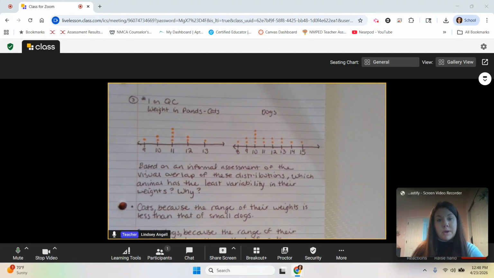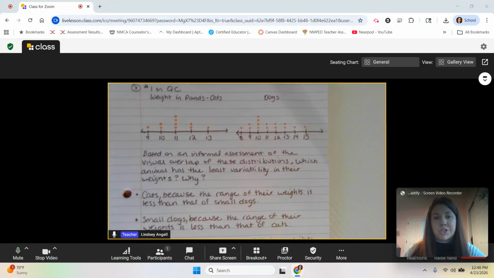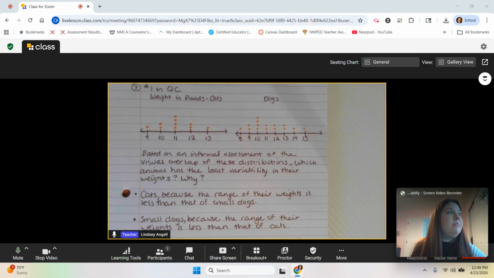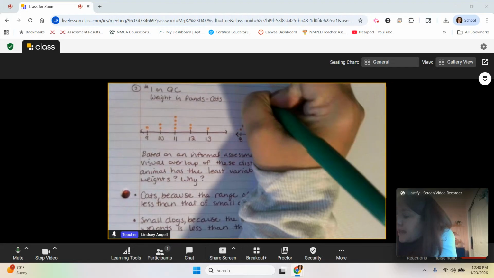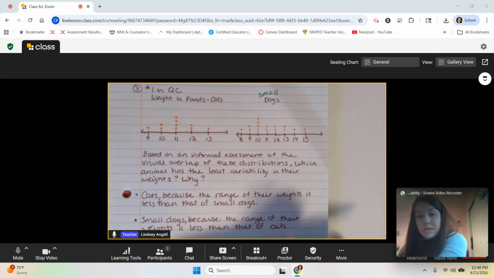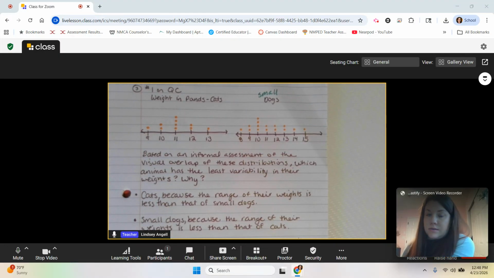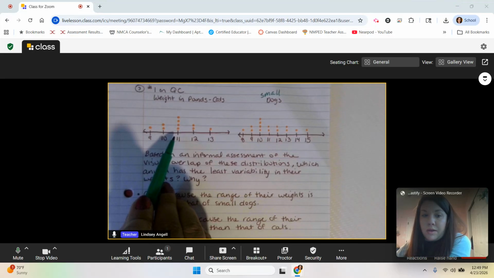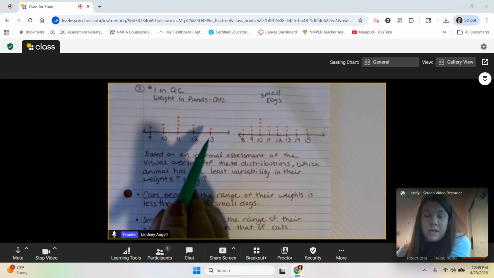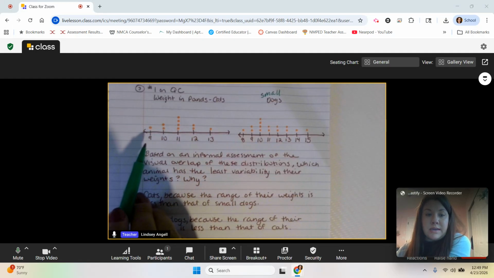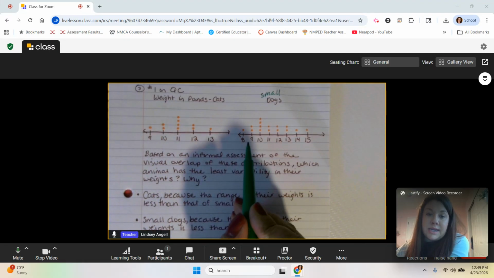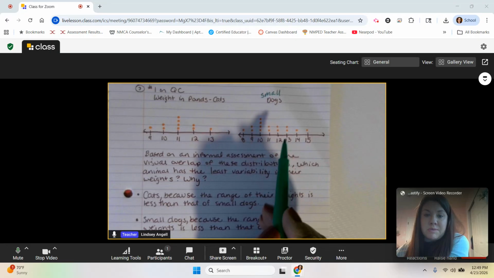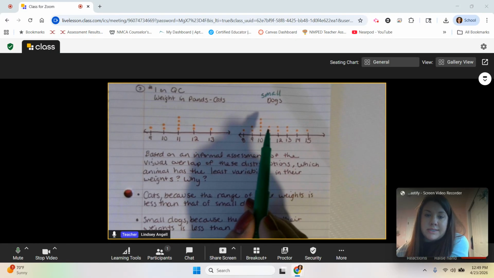All right, the last one we're going to talk about today is number 1 on your quick check. So we've got 2 different dot plots. One of them talks about the weight in pounds for cats, and the other looks at the weight in pounds for small dogs. Just by looking at this, it looks like the majority were about 11 pounds. That's a nice bell curve right there. They ranged from 9 to 13, and then from 8 to 15 pounds for small dogs, most of them being down on this end.